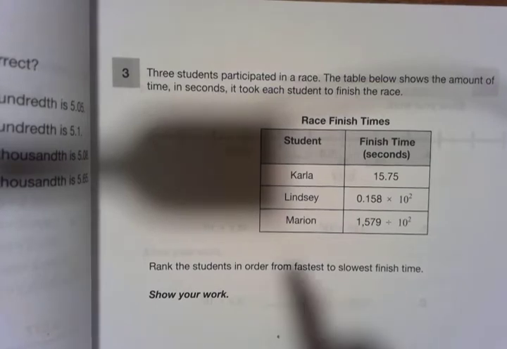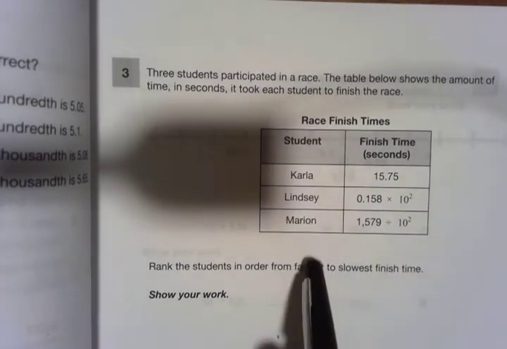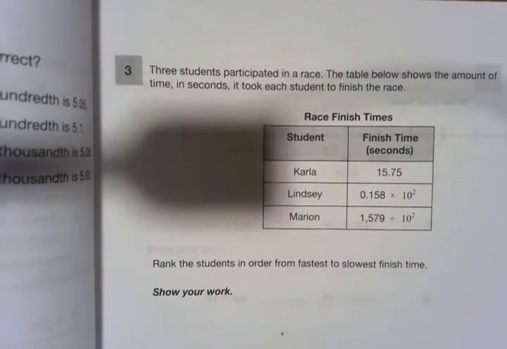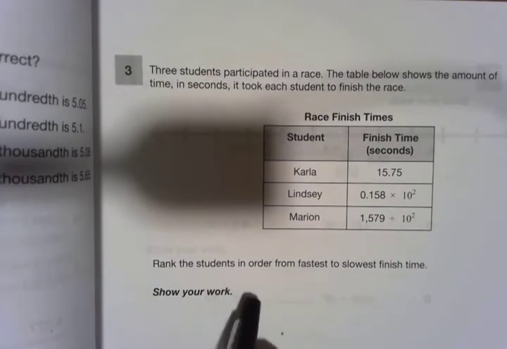First, let's read this problem together, class. Three students participated in a race. The table below shows the amount of time in seconds it took each student to finish the race. Now, they provide us a little chart right here of Carla, Lindsay, and Marion, and the time it took them to finish their race in seconds. And then they ask us to rank the students in order from fastest to slowest.